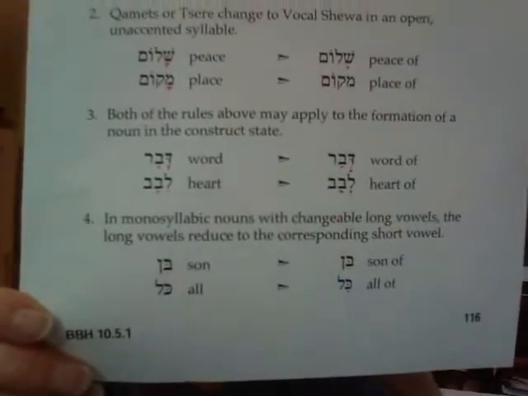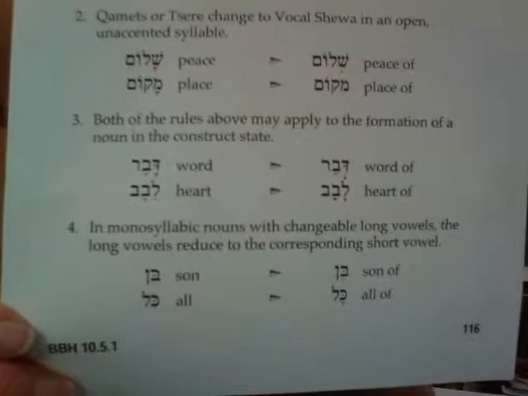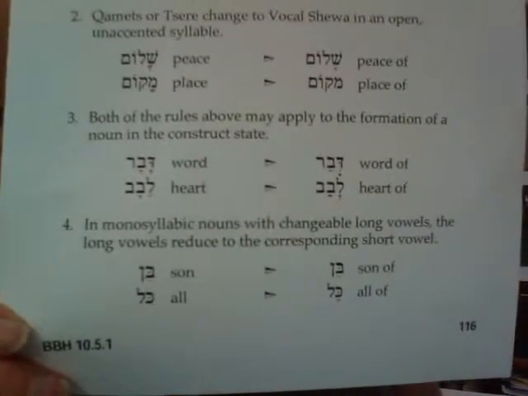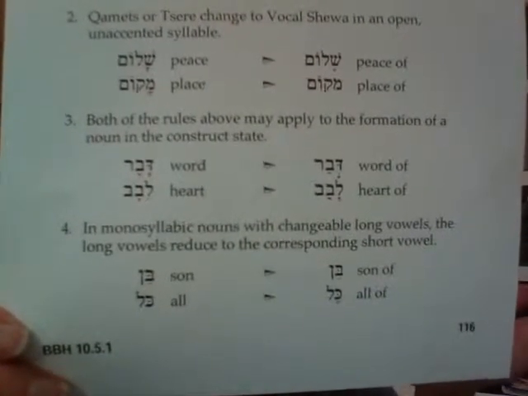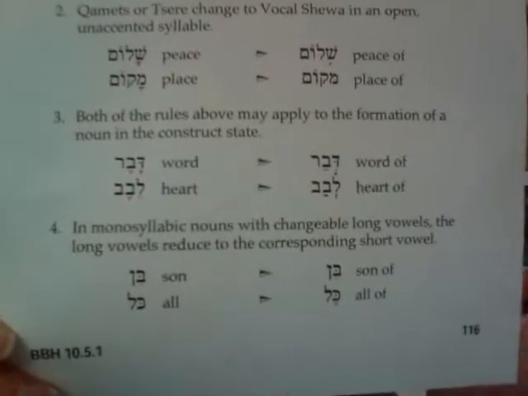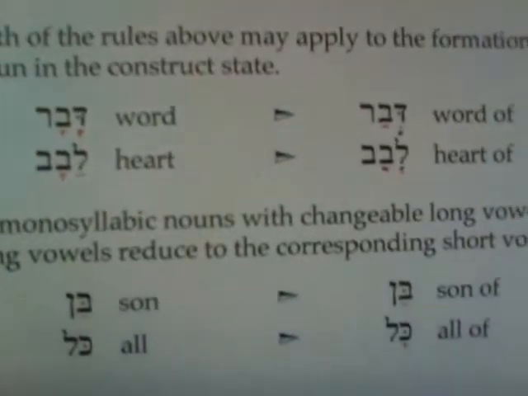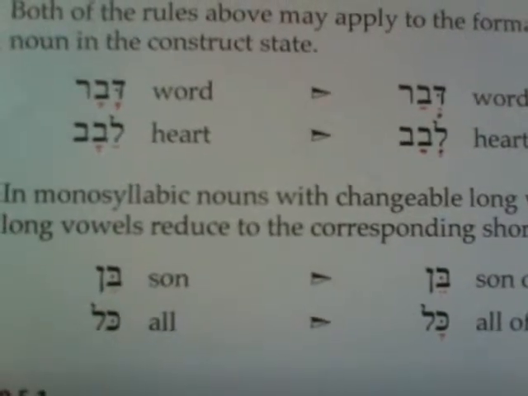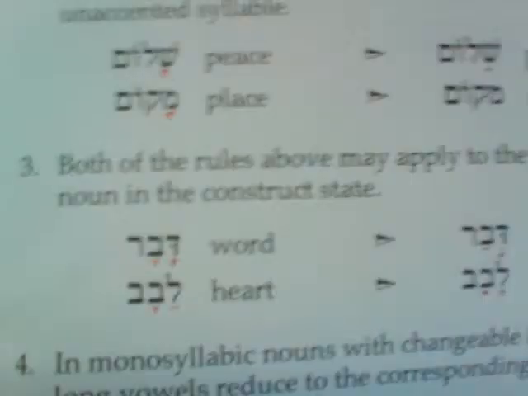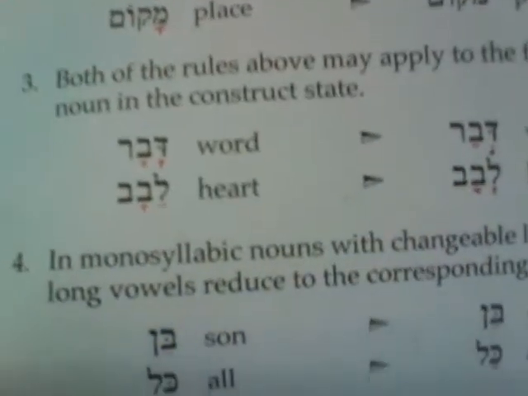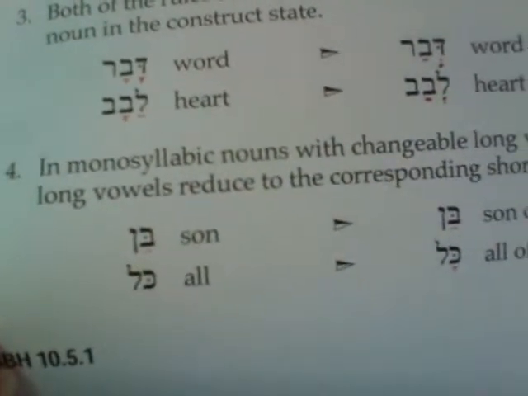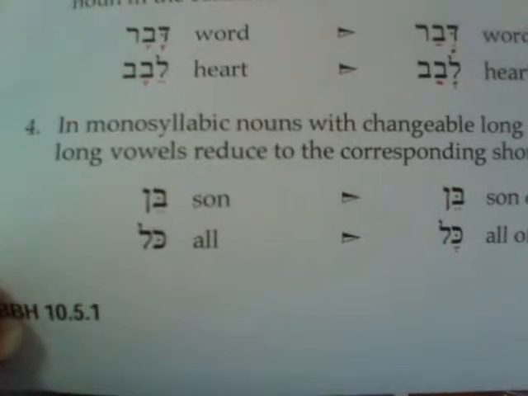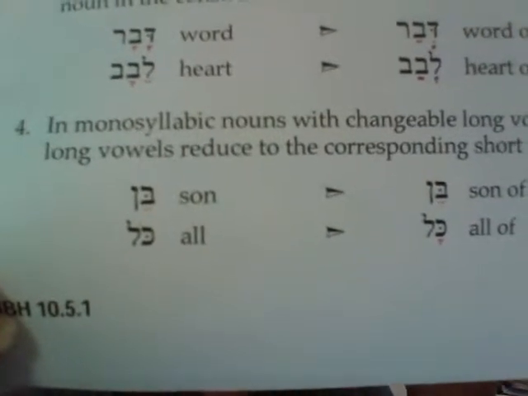Then fourth, in monosyllabic nouns with changeable long vowels, the long vowels reduce to the corresponding short vowel. And I'll get that close enough so that you can see the markings there. There we go. So sun stays the same, and all takes on a qamets.